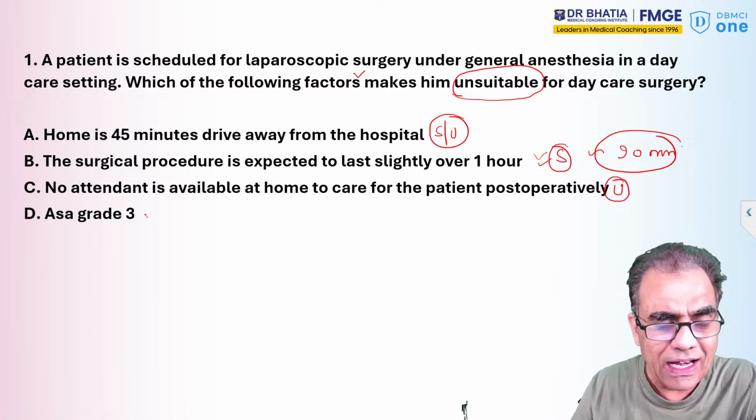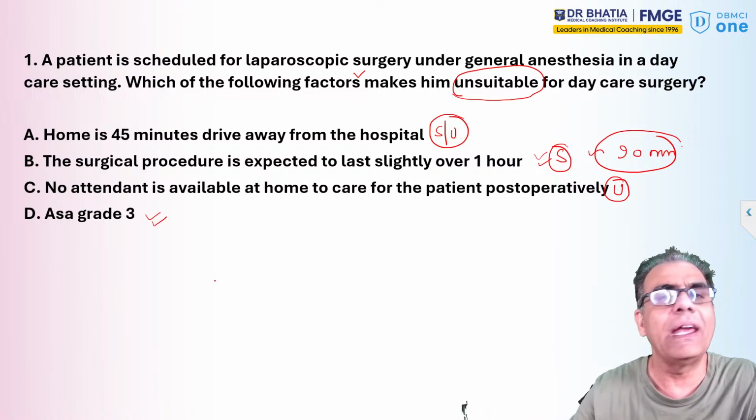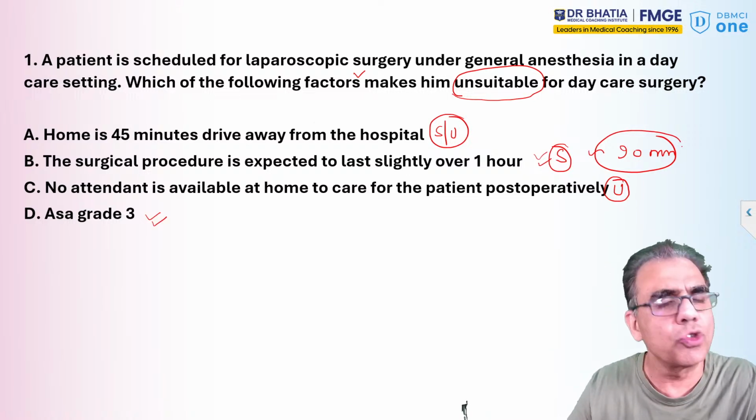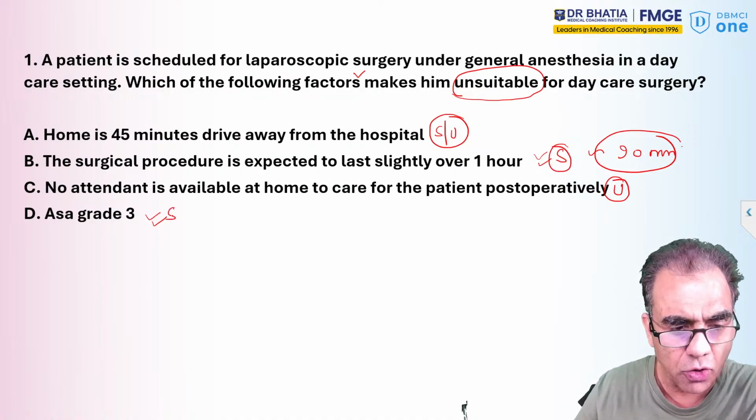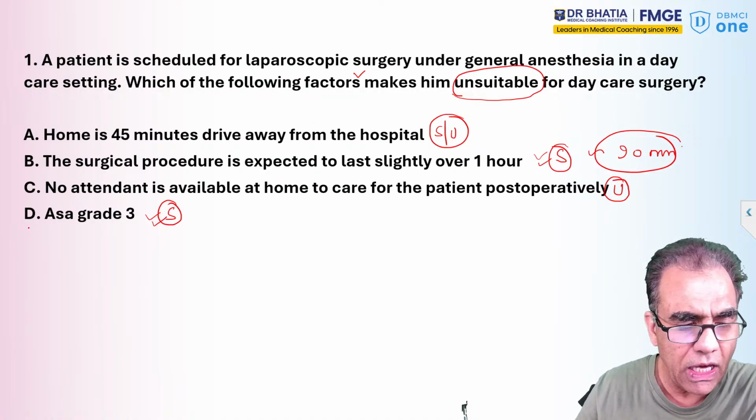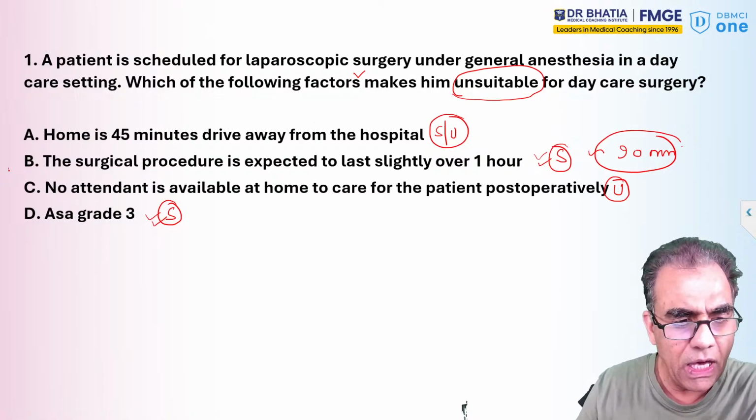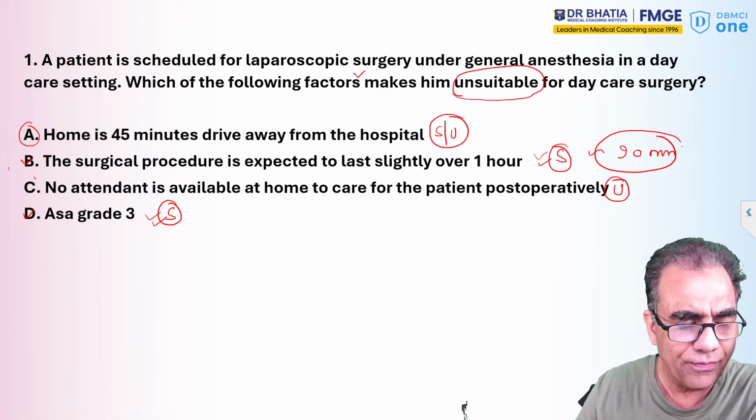ASA grade 3 nowadays, I told you, can be taken if the disease is controlled. So 3 can also be taken. So of course this is suitable. So D and B you can easily rule out. Now the choice between A and C.